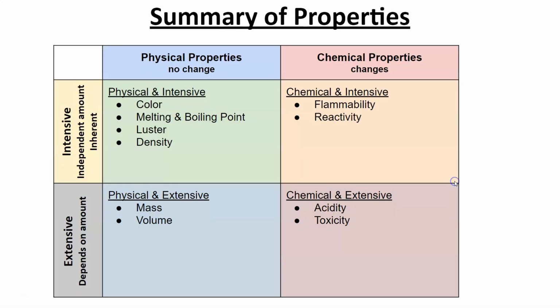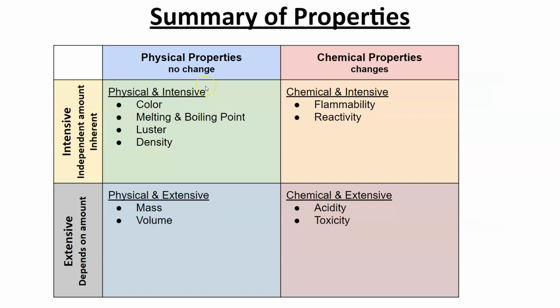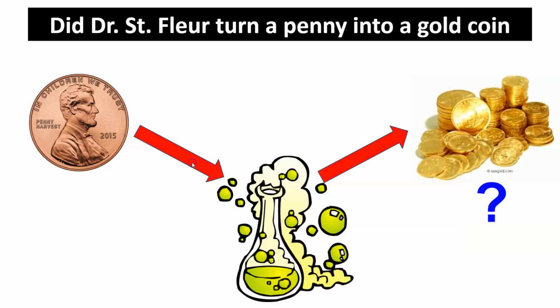So let's get started. In the previous video, we talked about different types of properties. Properties can be classified as physical and intensive, physical meaning that you can observe it without changing, and intensive meaning that it's inherent to the substance and independent of amount. It can also be physical and extensive. Again, physical, you can observe it without changing, and extensive means it depends on the amount of substance you have. And here are some examples for each type.